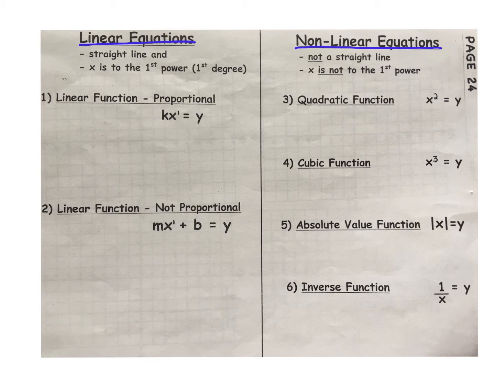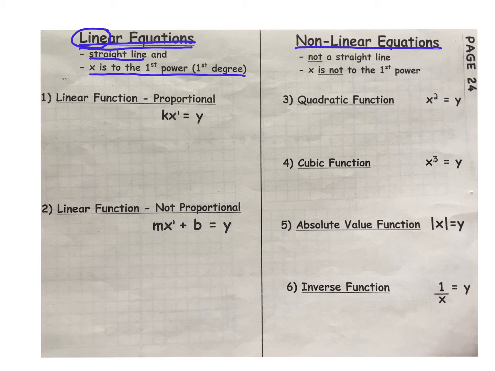Let's take a look at linear equations to begin with. When we see the word linear, of course, we see the word line in the first four letters. We know that any linear equation graphs as a straight line, and when the equation is written, we know that x is to the first power, or we call this the first degree. So let's take a look at our first example here.